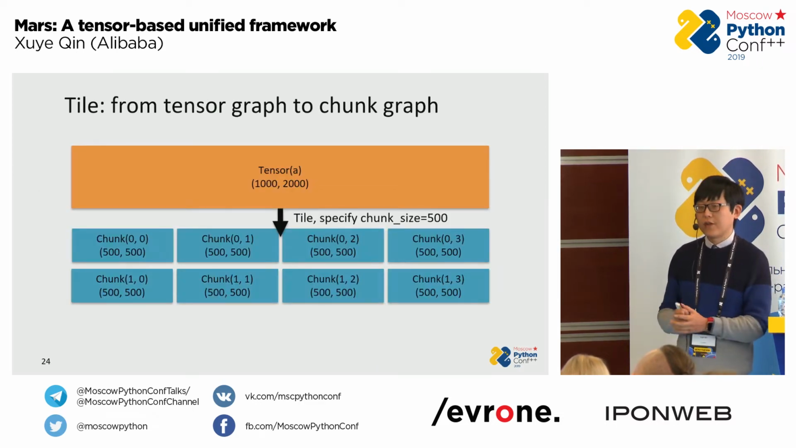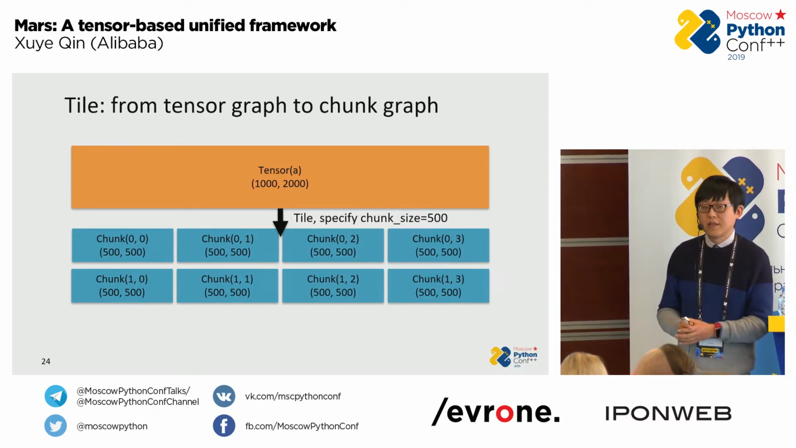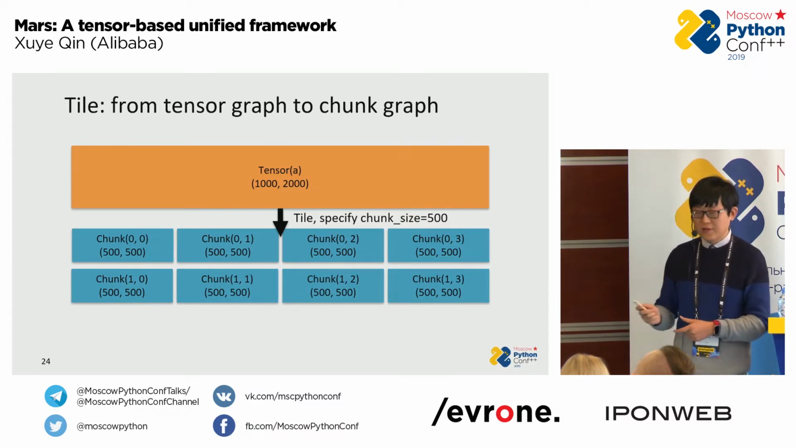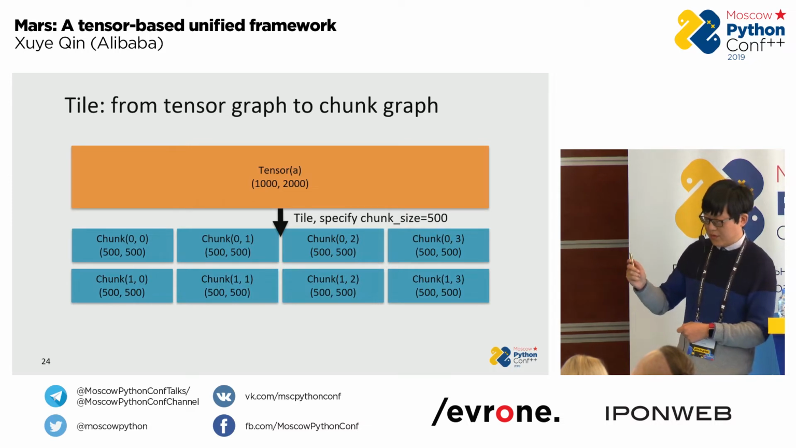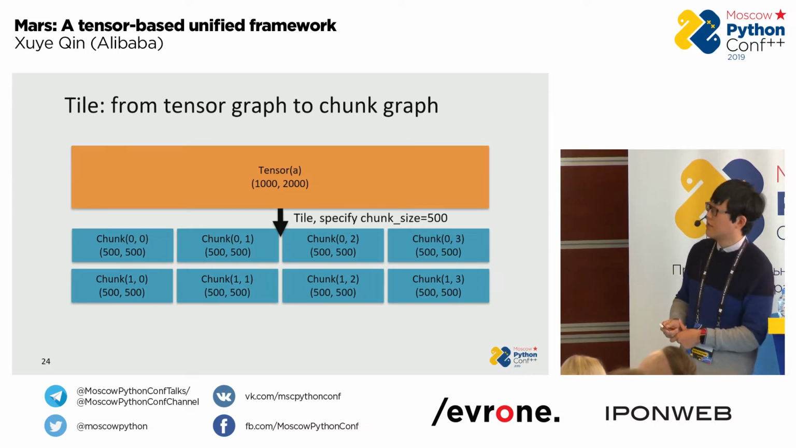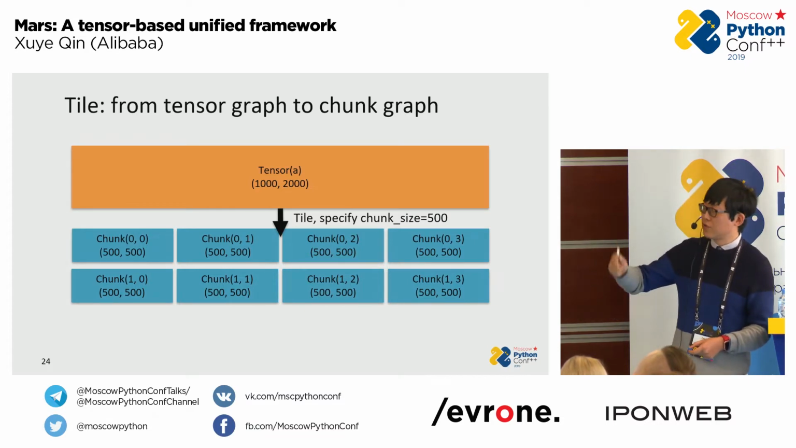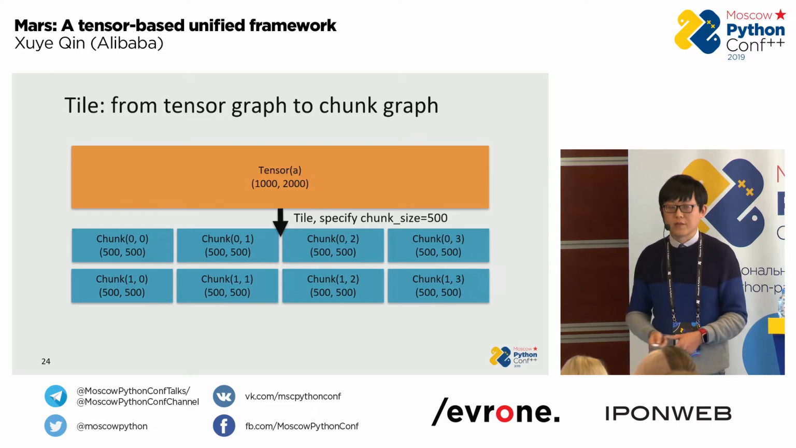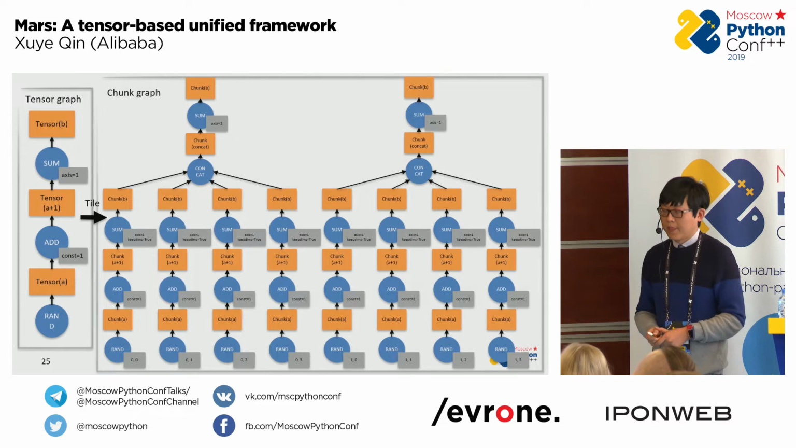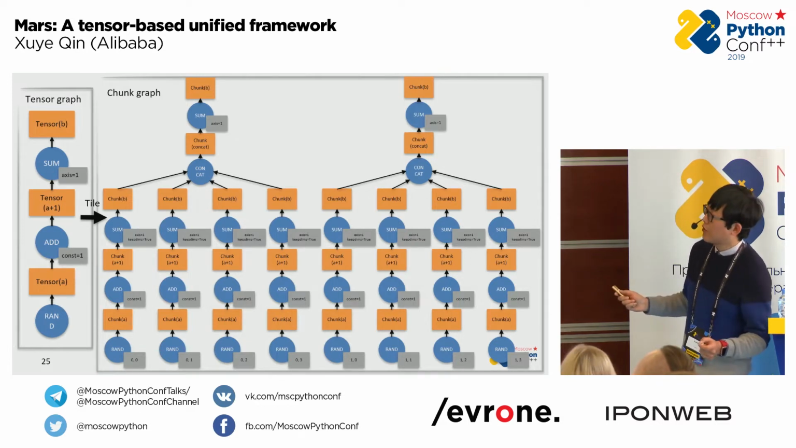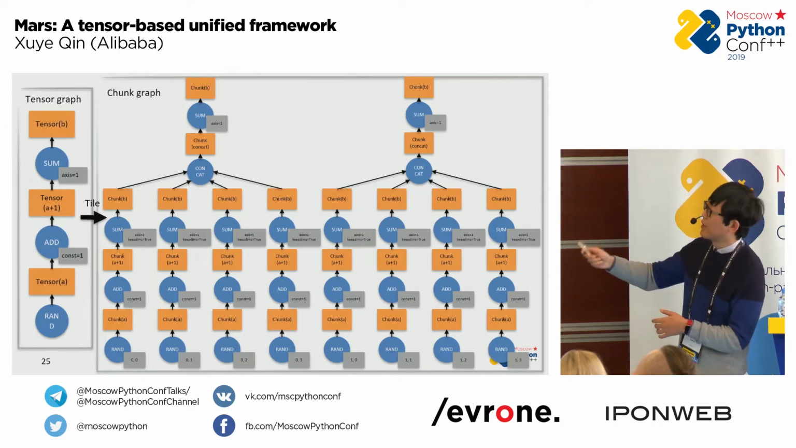So tile is very simple. You just split the data into chunks. For example, we have a 1,000 by 2,000 tensor. Assume that we specify the chunk size 500 on each axis. We will split the tensor into 2 by 4, that is 8 chunks. For each operand, we support the tile for all the operands we have implemented. So the chunk graph may look like this.